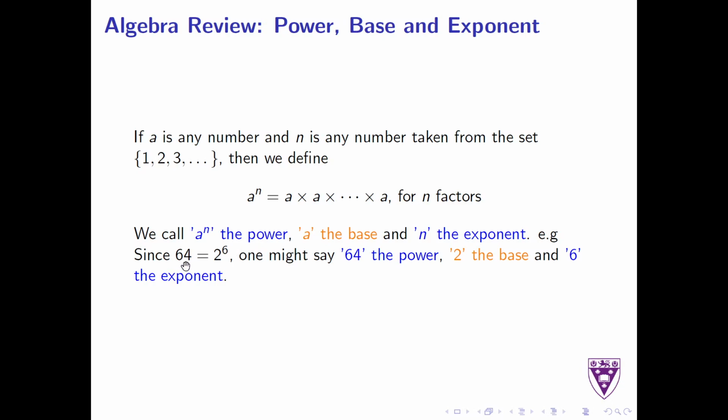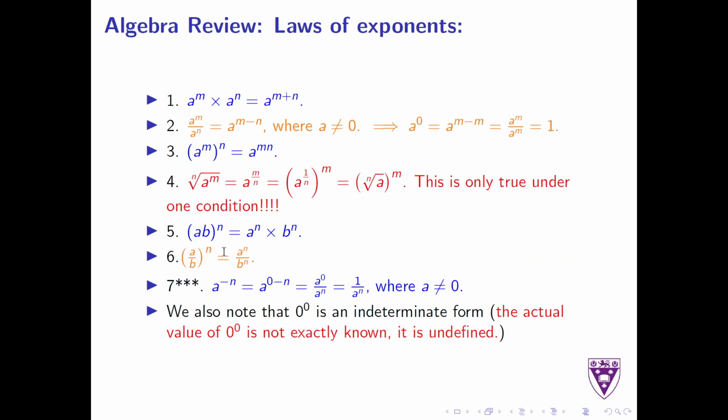As an example, if we look at 64, 64 is the same as 2 to the power 6, which is 2 to the exponent 6. So this 64 is the power, and 2 is the base, and 6 is the exponent. Now, how do these exponents actually work, and how do we multiply them, add them, and perform some algebra on these exponents or powers?